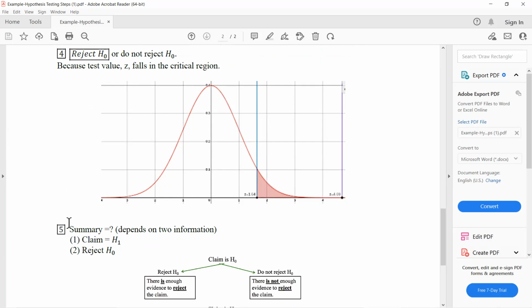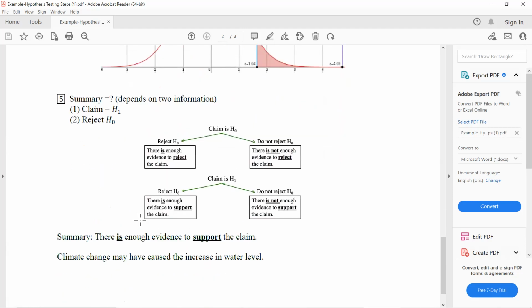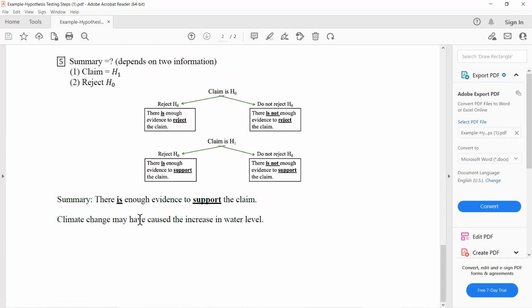Step 5 is your summary. Your claim, if you remember, was H1, and you're rejecting the null. So you're going to box, reject the null because you fell in the rejection region. Remember, I said keep slides 5 and 6 in your notes handy, because this slide is going to help you. So here, your claim was H1.